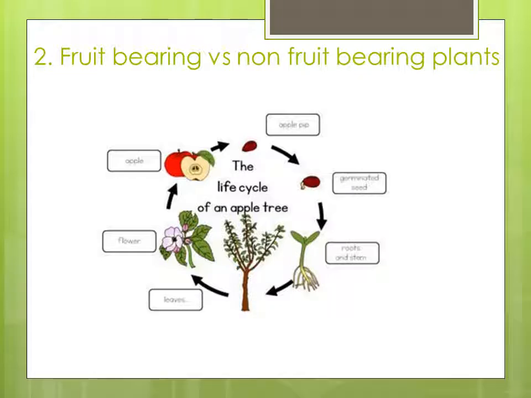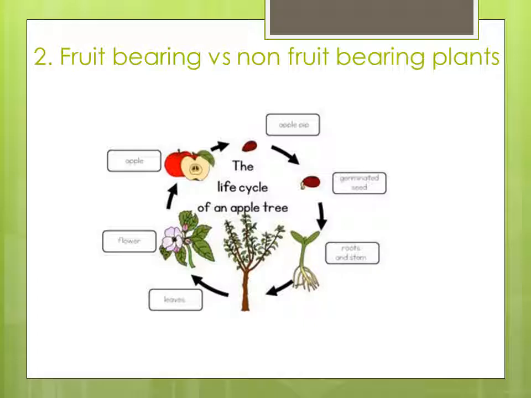In this slide, we'll look at fruit-bearing versus non-fruit-bearing plants. Which plants bear fruits and which plants do not bear fruits? Again, first we saw the classification of plants into seed-producing versus spore-producing, plants that produce seeds and plants that produce spores. Now we move on to plants that produce fruits versus plants that do not produce any fruits. Now, how do plants produce fruits? Let's look at the life cycle.